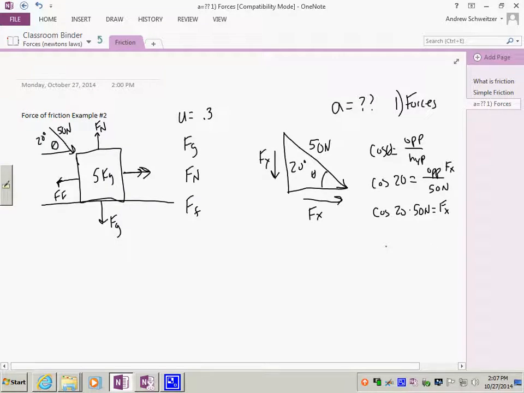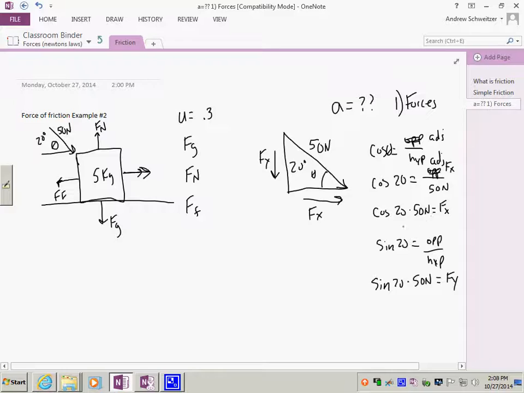And to do the other side, we use the sine of 20 degrees. This should be cosine is the adjacent; cosine is the adjacent, and the sine is the opposite over the hypotenuse. Now the sine of 20 degrees times the hypotenuse, which is going to be the 50 newtons, equals the force in the y direction.